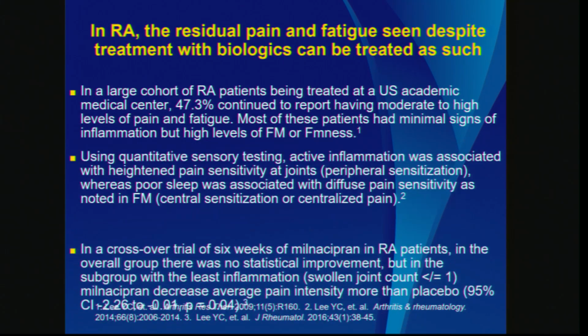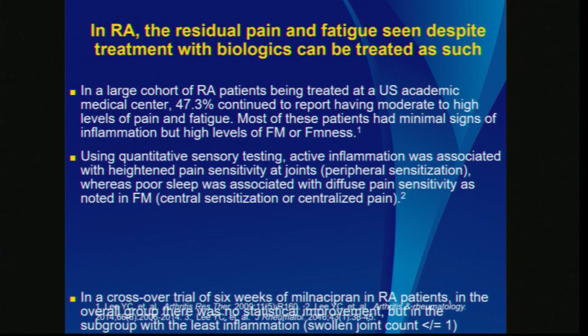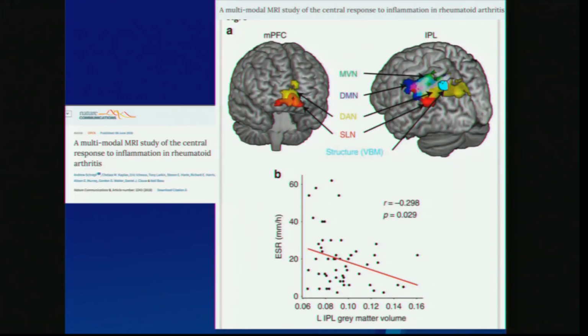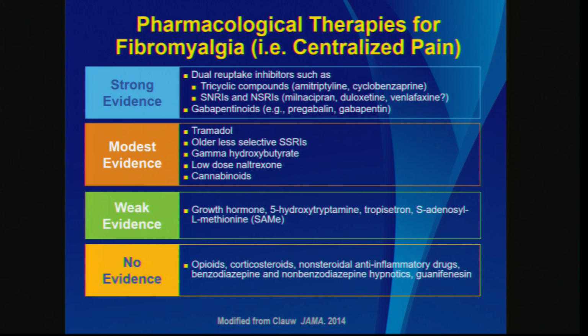Yvonne Lee, who's going to be here later, will present her data on rheumatoid arthritis. Yvonne and Neil Basu have been doing really cool work showing how fibromyalgia superimposed on autoimmune diseases can affect the prognosis and the response to therapy of people with autoimmune diseases. And then there are some studies that Neil will present, looking at the neural signature of that kind of pain.